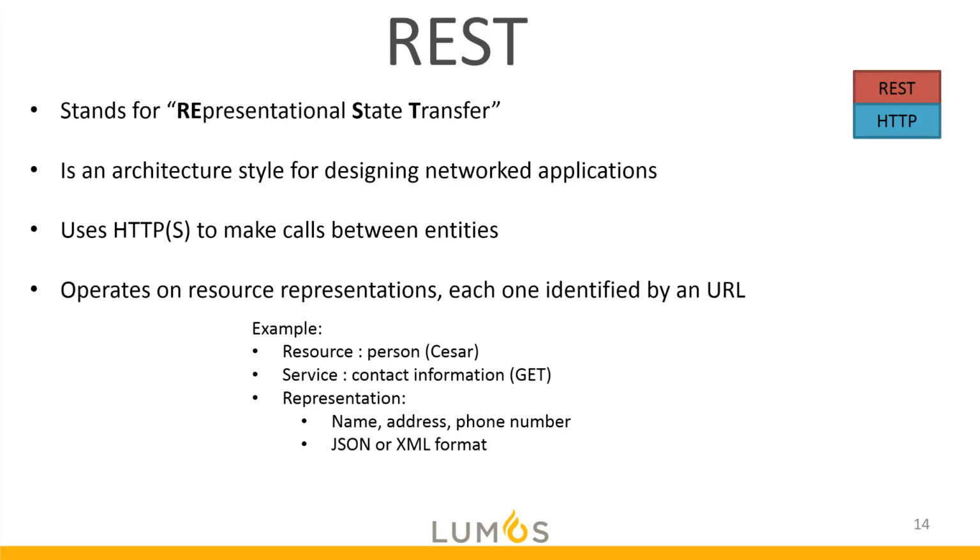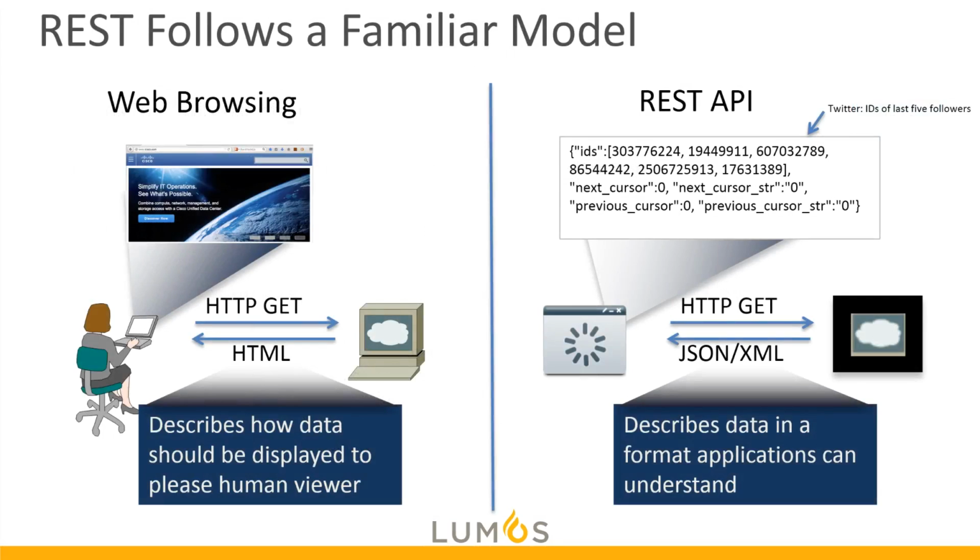Okay, so we're going to operate on resource representations. So the idea is that each representation of a resource, whether it's a network resource or a software piece, is identified by a separate URL. So for instance, if my resource was a person named Caesar, the way that I'm going to contact the service is through an HTTP GET, and the representation is that I'm going to have, let's say, the name, address, and phone number, and I'm going to pass that serial data in either JSON format, which we'll talk about, or XML format.